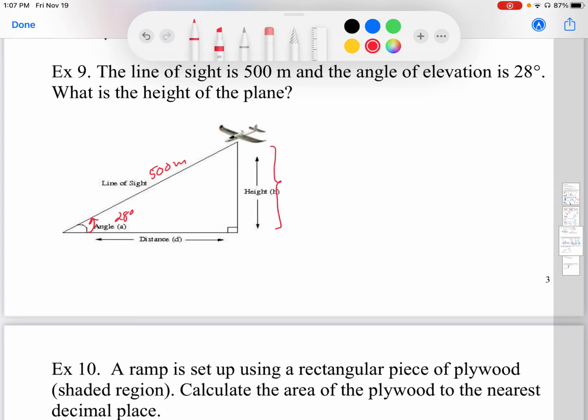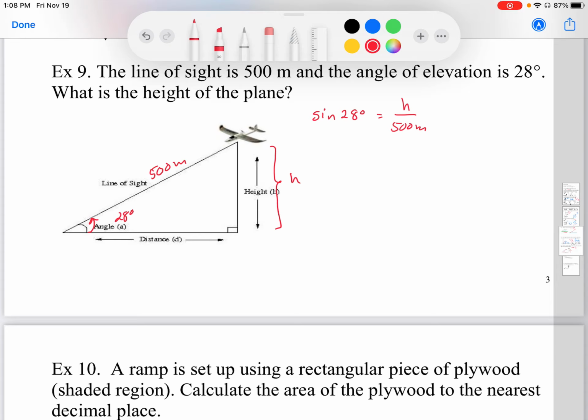So we're looking at the opposite side of 28 degrees and the hypotenuse of 500. Opposite over hypotenuse is sine. So we're going to say that sine of 28 degrees is equal to the height, which we'll call h, over 500 meters. And if I can get the sine ratio, I can work out this problem for height.